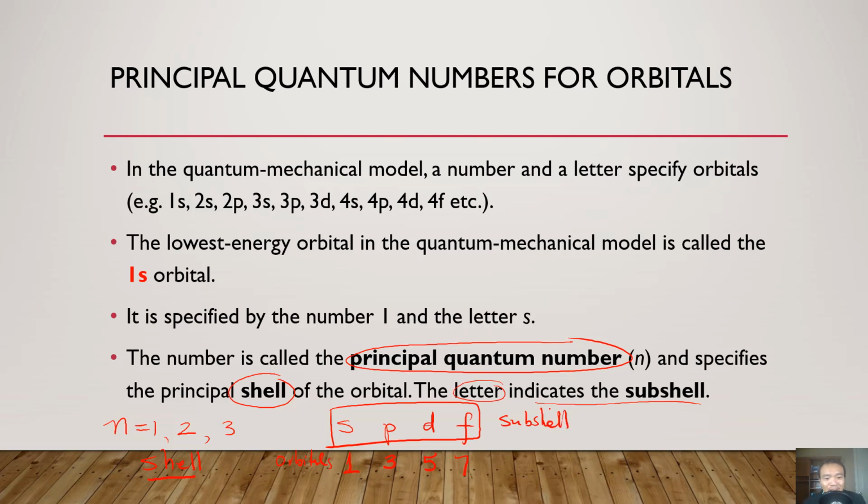So you have the S subshell, P subshell, D, F, etc. If you put the number and the letter together, it specifies a subshell. For example, you might have a 1s subshell, 2s subshell, 3s subshell. They are all s subshells, but they are in different shells. You also have the p subshell: 2p, 3p, 4p, etc. We'll go into the details of how that works in a little bit.